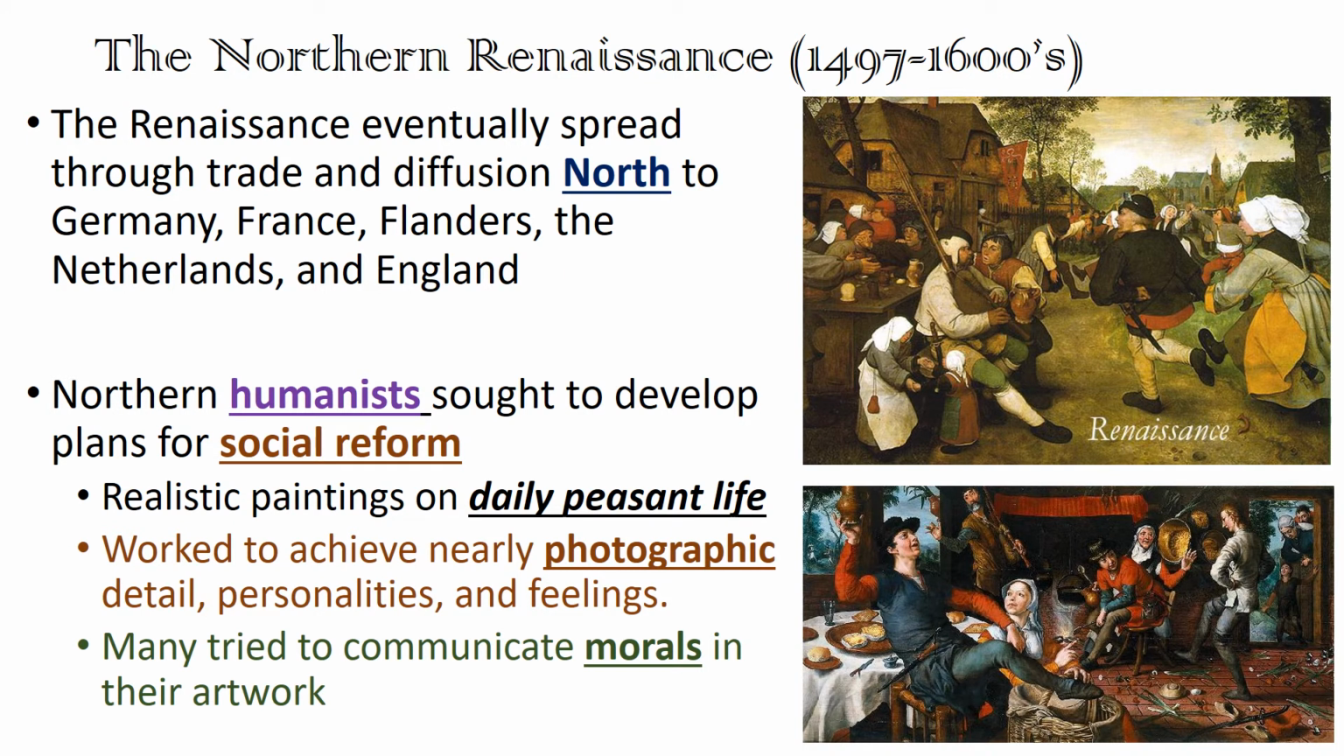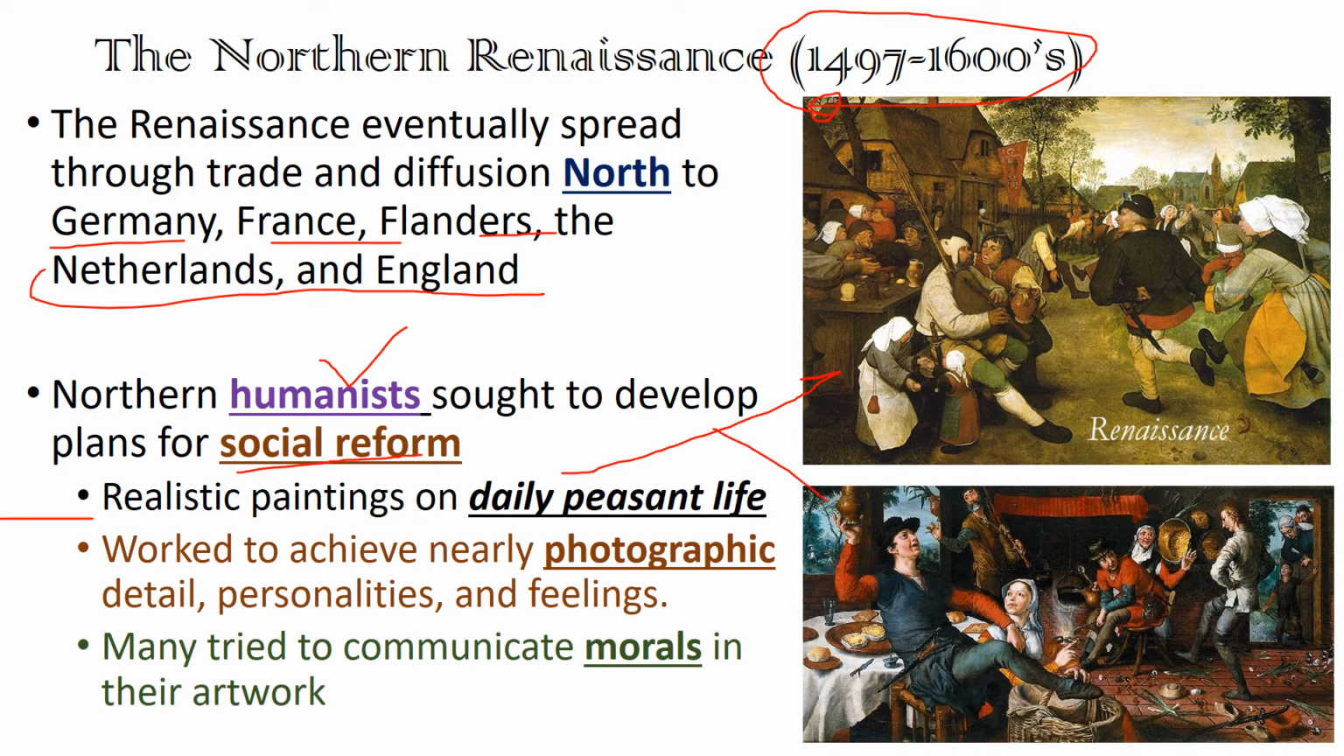The Renaissance eventually spread through trade and cultural diffusion north, affecting northern European nations like Germany, France, Flanders, the Netherlands, and England. And northern humanists were a little bit different. There's a lot of time that has gone by from the beginning of the Renaissance in Italy. You've had the transfer of several hundred years, and they developed this idea of social reform, that their paintings would not just focus on rich individuals or the Bible, their paintings would also focus on daily peasant life, which they thought was not a bad thing.